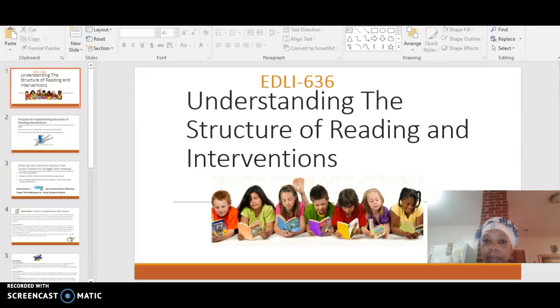Hello, I'm going to give you my presentation on understanding the structure of reading and its intervention. As you see on the first page, we have some wonderful children reading. They look like they're enjoying the books that they're reading. This is what we want to see with reading intervention being successful: students reading because they want to read and they enjoy reading.